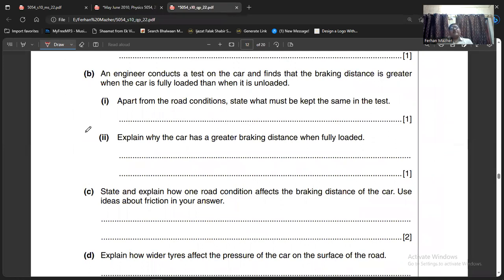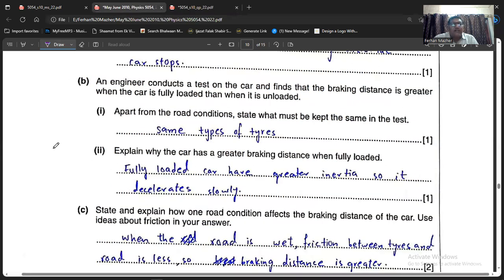Explain why the car has a greater braking distance when fully loaded. You see, when the car is fully loaded, it has larger mass, so it has larger inertia. When the mass is larger and you give it the same resistive force, it will have less deceleration. So now the car will cover a larger distance before coming to rest.